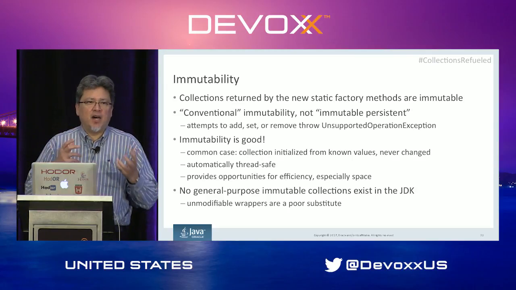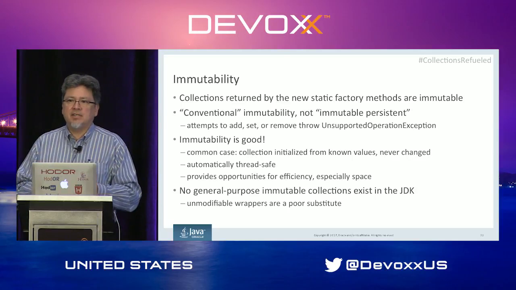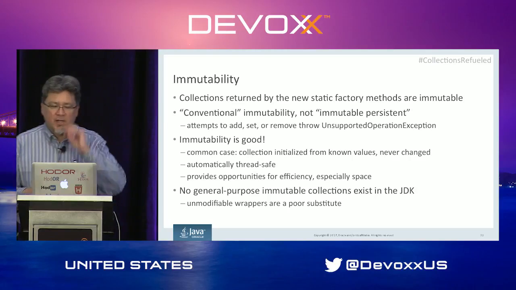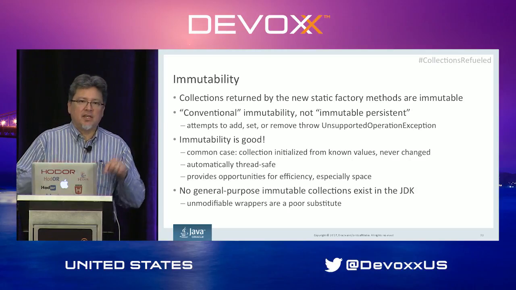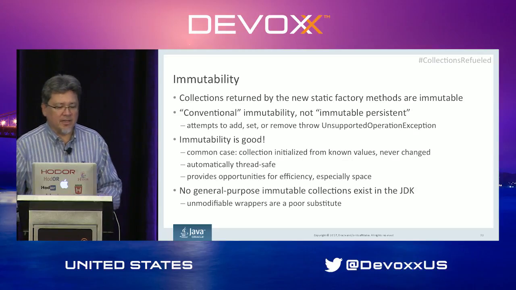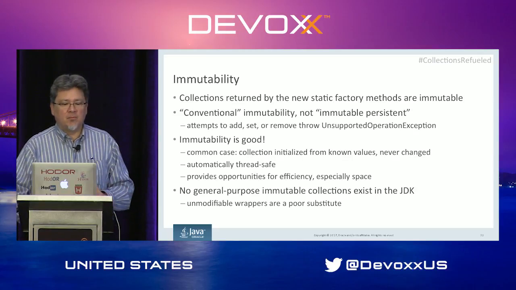So this idea of unmodifiable that already exists in the collections framework really is different from immutability. And so these new collections cannot be modified unless you go in with reflection or unsafe or something like that. There are no APIs that modify these collections.